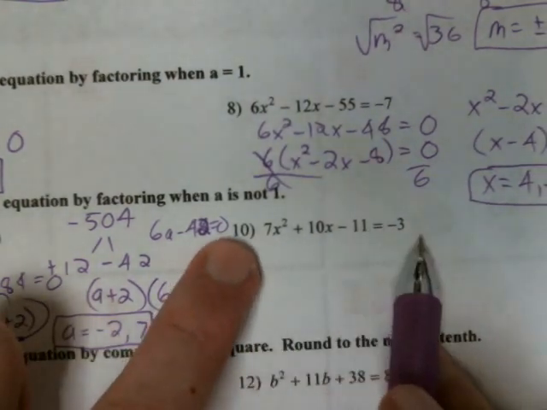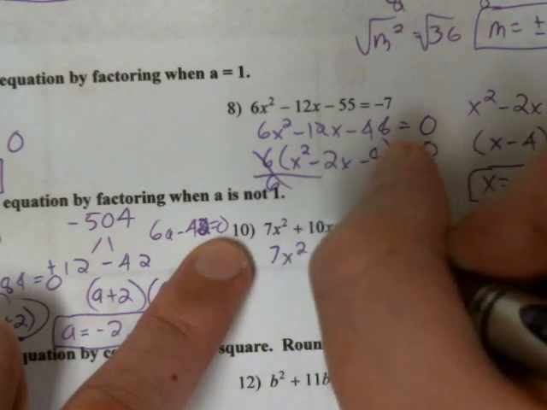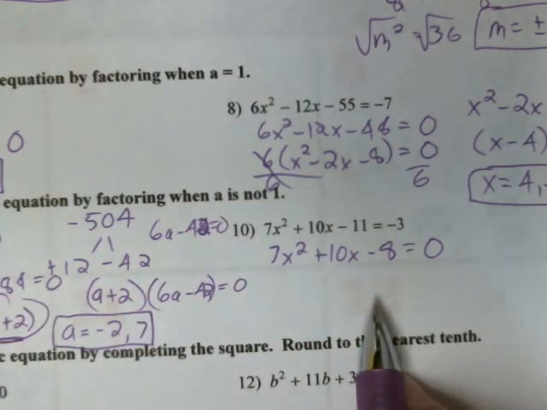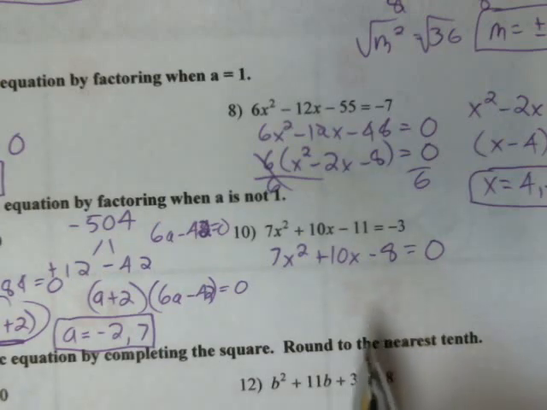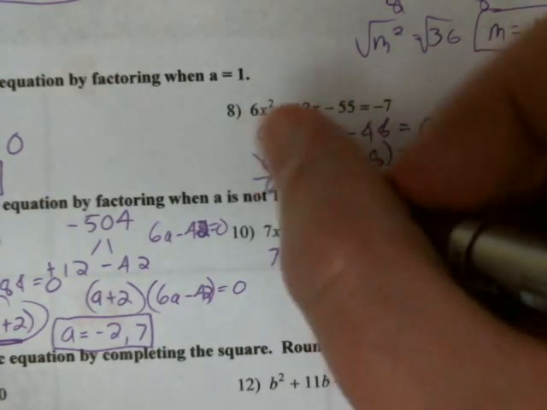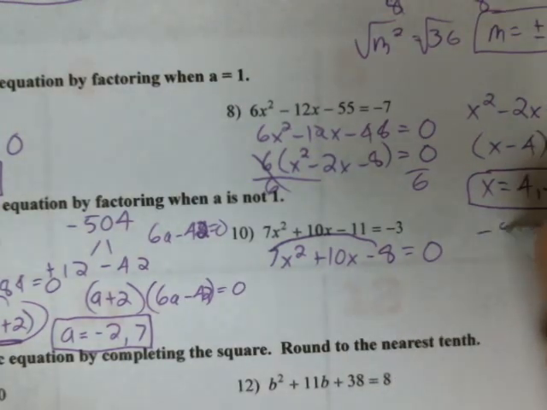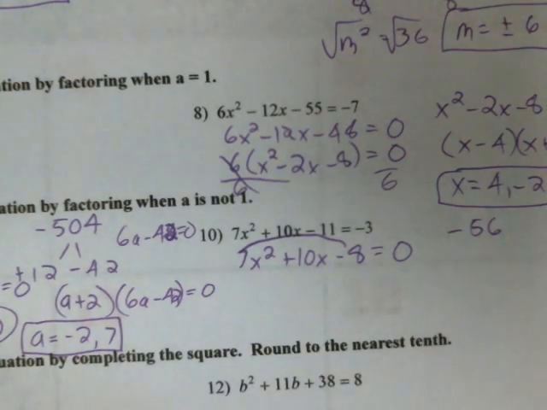Now, let's set our quadratic equal to 0. So I have 7x squared plus 10x, add 3 to both sides, that's minus 8 equals 0. Let's check. Can I pull out a GCF? Obviously I can't, because 7's not a factor of either of those two numbers. 7 doesn't go into those. So now, yes, I do need to do the a times c. 7 times negative 8 is negative 56. Now, this one you shouldn't need your calculator for. Okay, what are two numbers that multiply to give you negative 56 that add to positive 10?